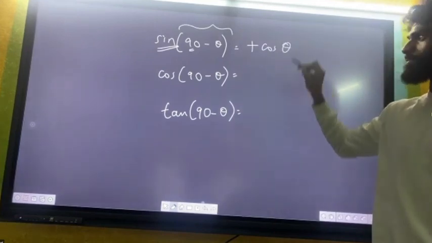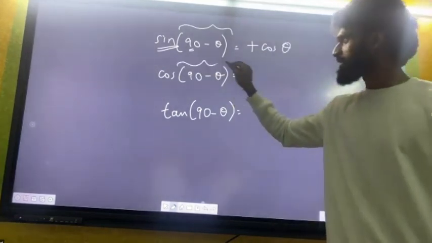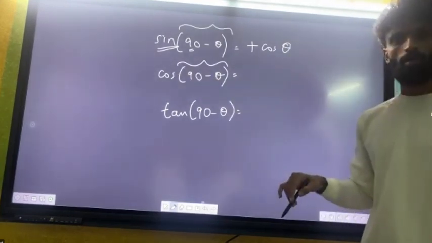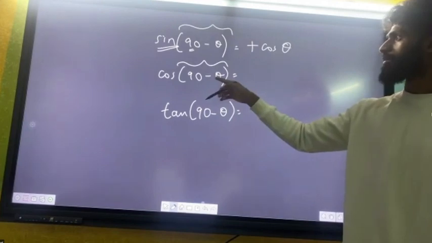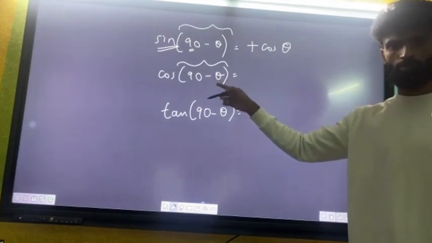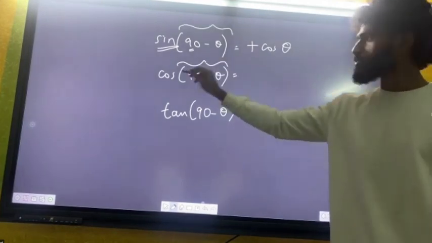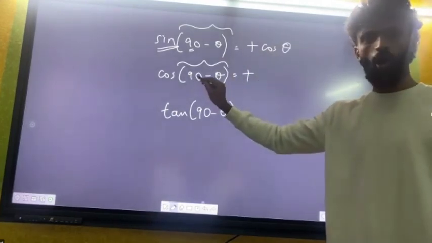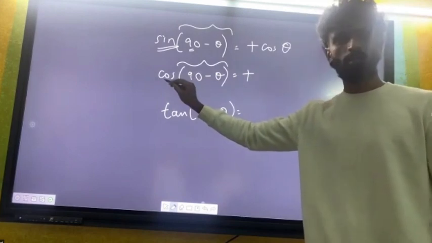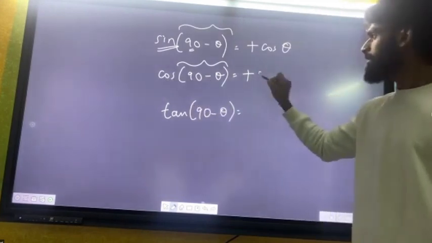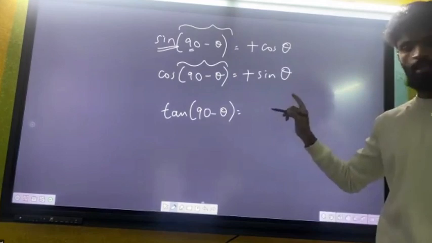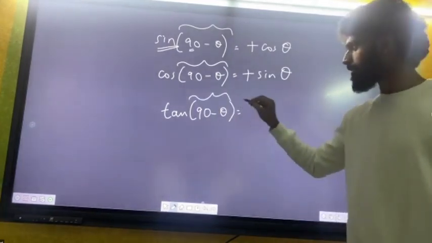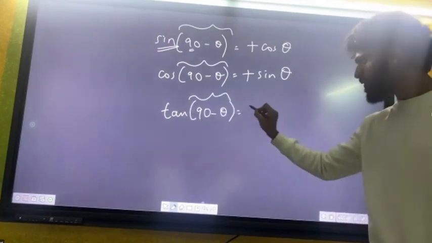Theta. Got that? Again, 90 minus theta, which quadrant? First quadrant only, no? In first quadrant, everything is positive. So cos will be plus. Now, I go back into the bracket again. Odd or even? Odd. Cos changes or remains the same? Changes. Becomes sin something. Got that? Again, 90 minus theta, which quadrant? First quadrant. In first quadrant, tan is positive.